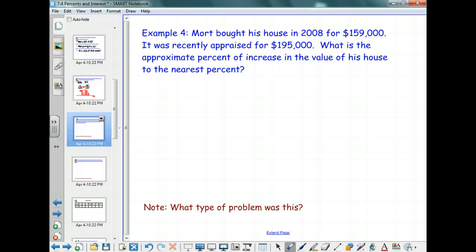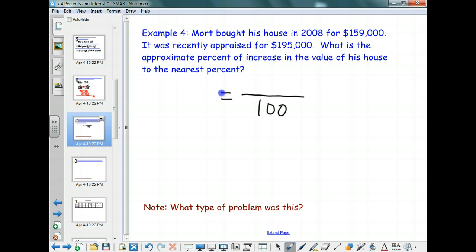So, the easiest way to set it up is with a proportion, right? Because the proportion tells me where everything goes. I know there's a 100 here. That's awesome. You get to start there. Okay? So, in this problem, do I know the value that goes on top of the 100?